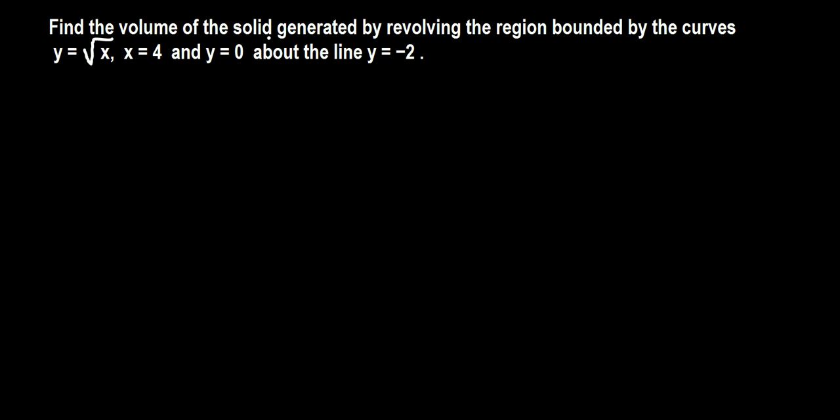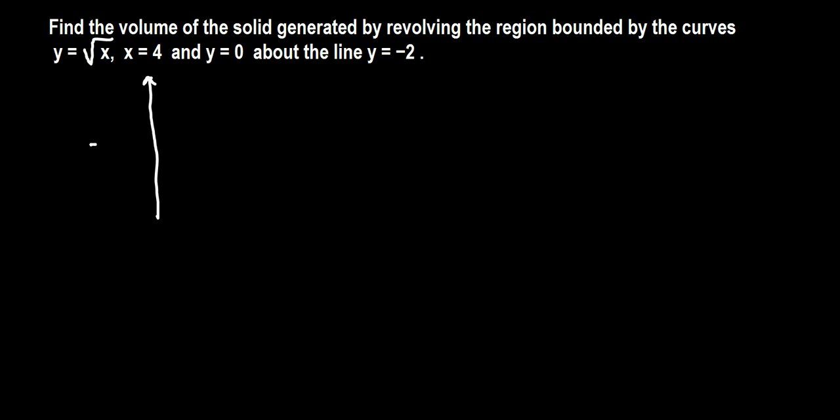Find the volume of the solid generated by revolving the region bounded by the curves y equals root x, x equals 4, and y equals 0 about the line y equals -2. Okay, first we want to graph the curves and find the region bounded by those.